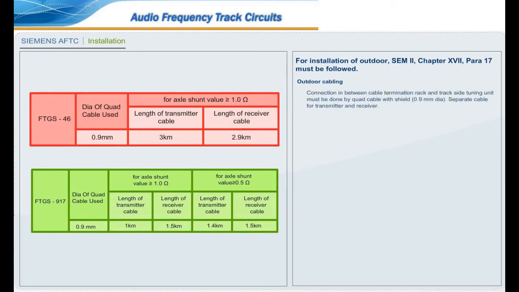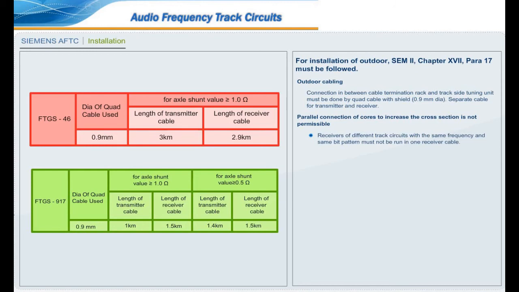Outdoor cabling. The connection between the cable termination rack and the trackside tuning unit must be done by quad cable with shield, 0.9 mm diameter. Separate cable for transmitter and receiver. Parallel connection of cores to increase the cross-section is not permissible.